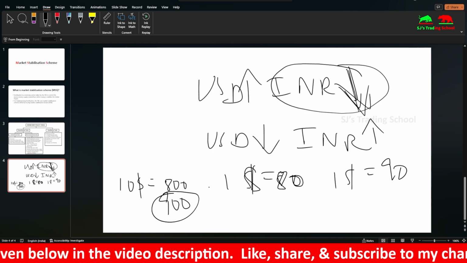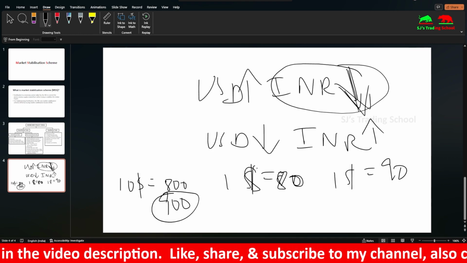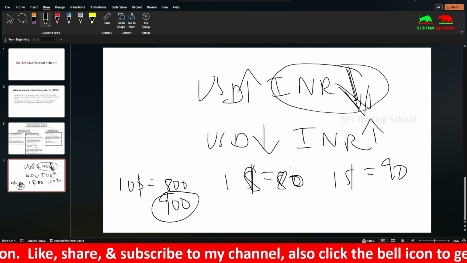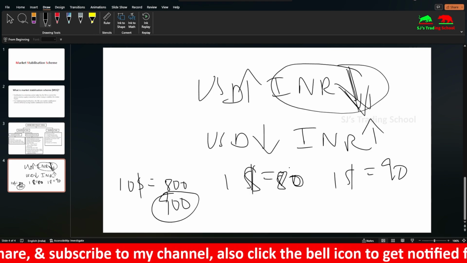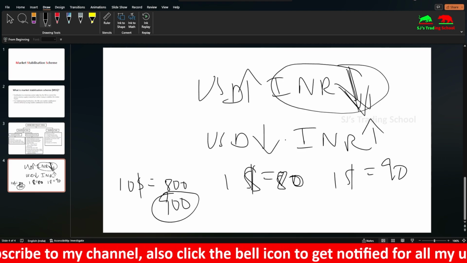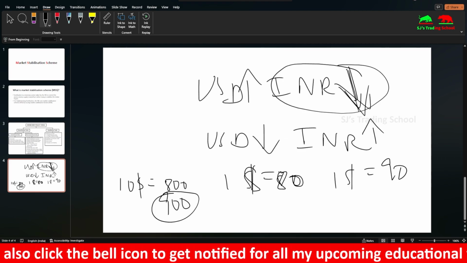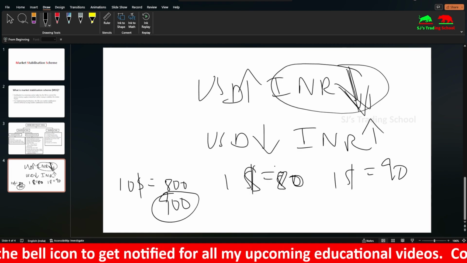So imports become costlier when our domestic currency, the Indian rupee, depreciates. But exporters get more income when the Indian rupee depreciates. If someone is exporting from India to the US, and the rupee depreciates against the dollar, it is good for them because their export income increases.